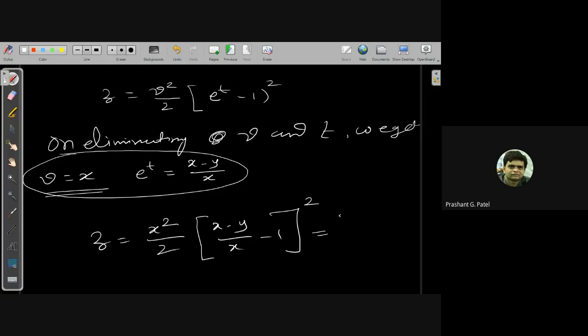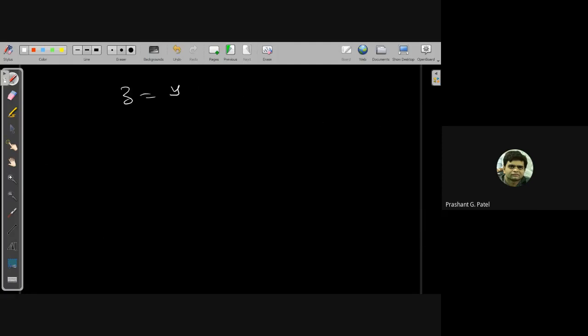Simplify this one. This is x square by 2 into (x minus y minus x) upon x square. So x square will get cancelled out. So the final answer we got for this one is z is equal to y square by 2.